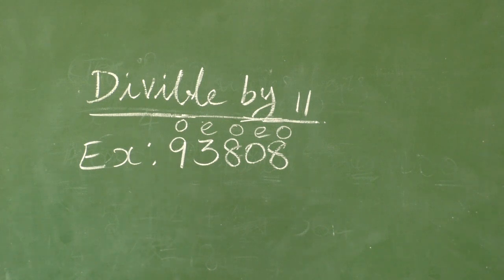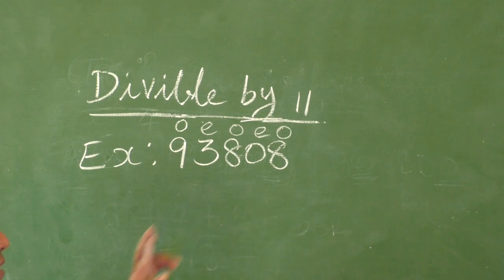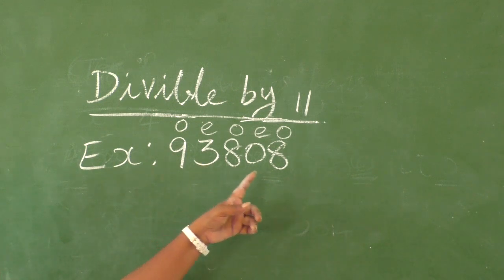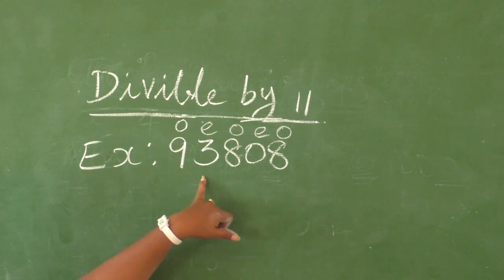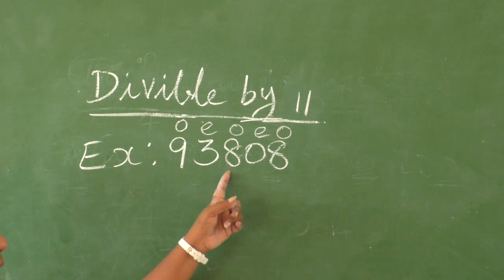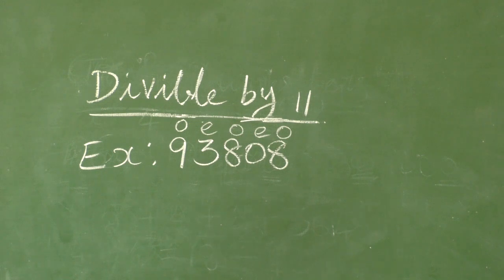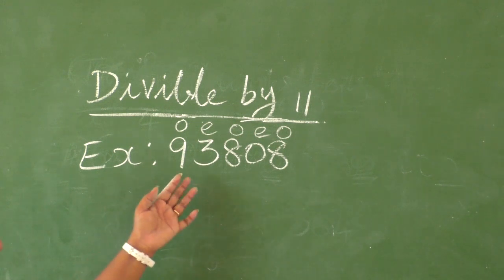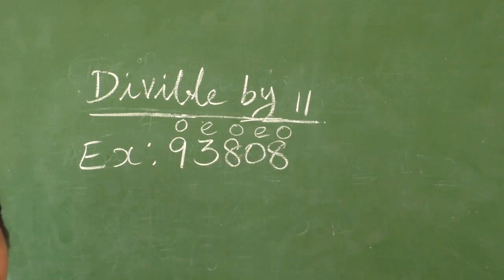So odd places are 9, 8, 8. Even places are 3, 0. Odd places 9, 8, 8. Even places are 3, 0. Okay, first what we have to do? We have to find the sum of the odd places and even places.